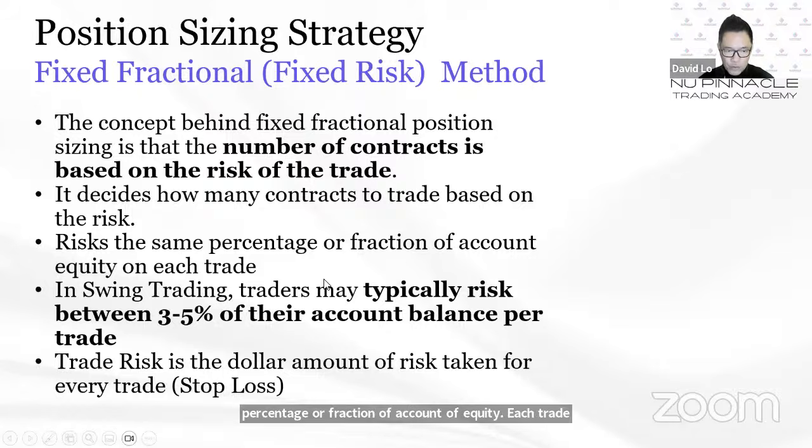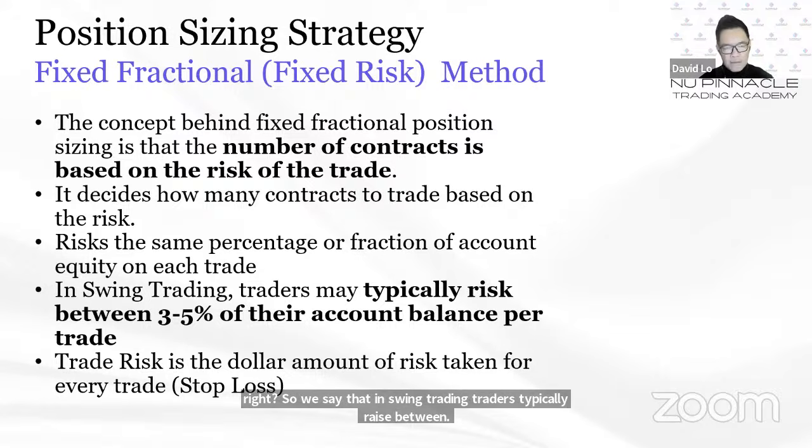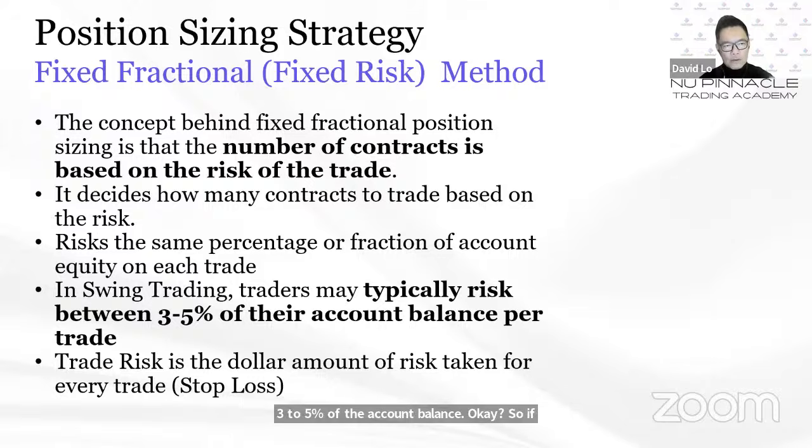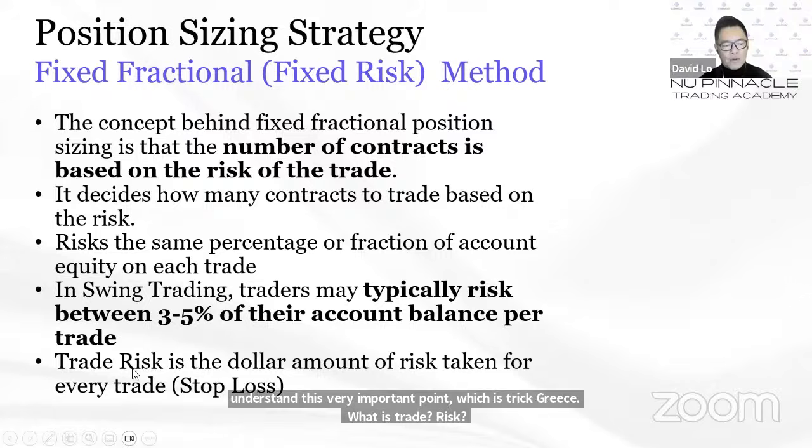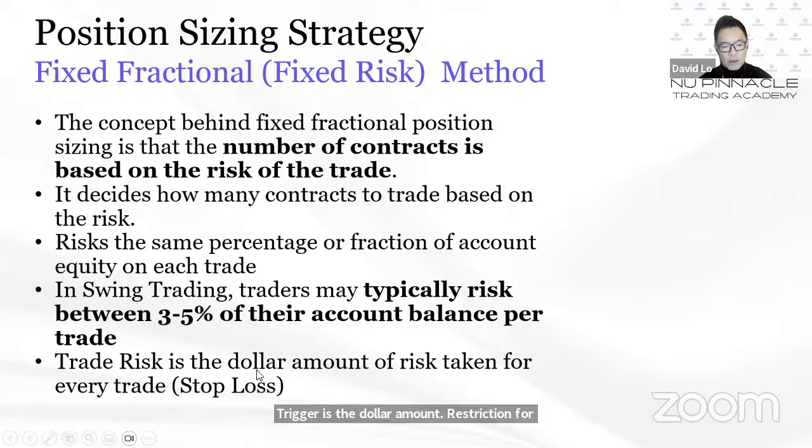So in swing trading, traders typically risk between 3 to 5% of the account balance. If you have 100,000, your fixed risk is 5%, or 5,000, of your full capital of 100,000. And you must understand this very important point, which is trade risk. What is trade risk? Trade risk is the dollar amount of risk taken for each trade, which is basically your stop loss, and your stop loss can be defined as a technical stop loss as well.